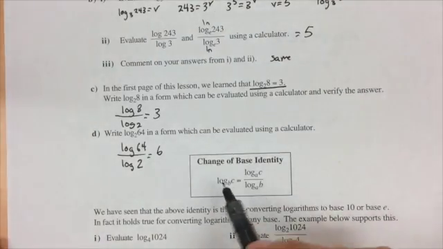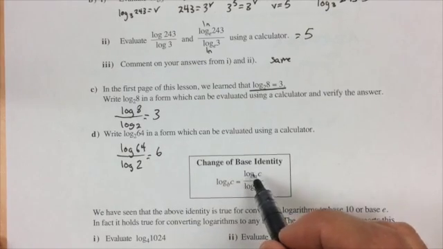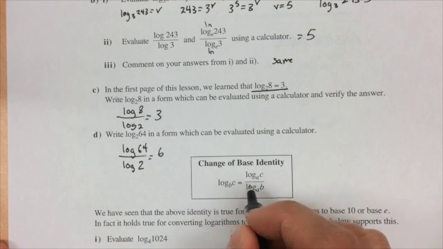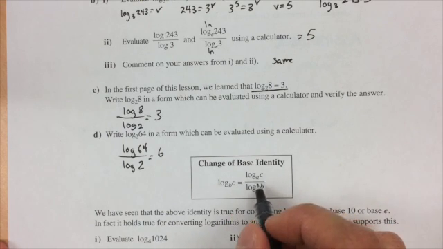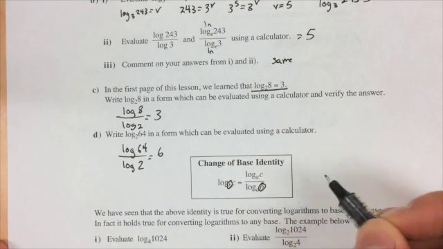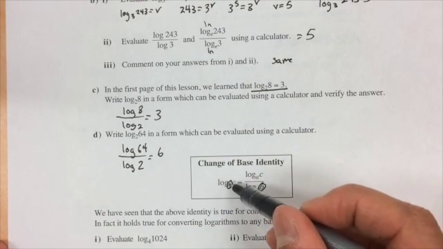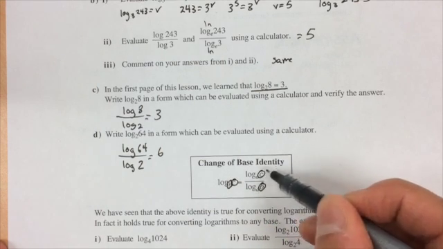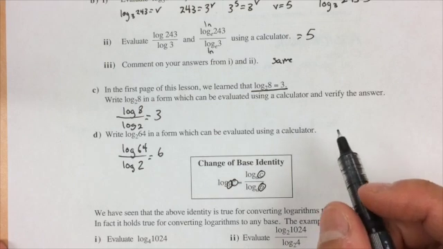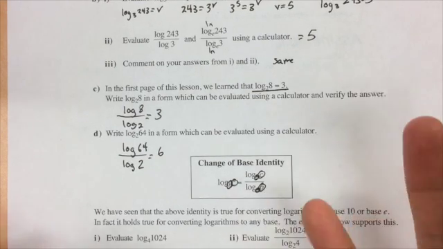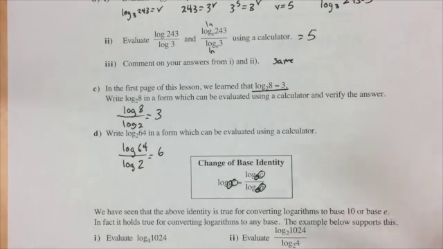Now, this is called the change of base identity, and it follows this principle. If I have log base b of c, that's going to be equal to log base a of c divided by log base a of b, where the base b is the argument of my denominator, and c is the argument of my numerator. Then I choose a common log, and usually if you're using your calculator, we're just going to use log base 10.